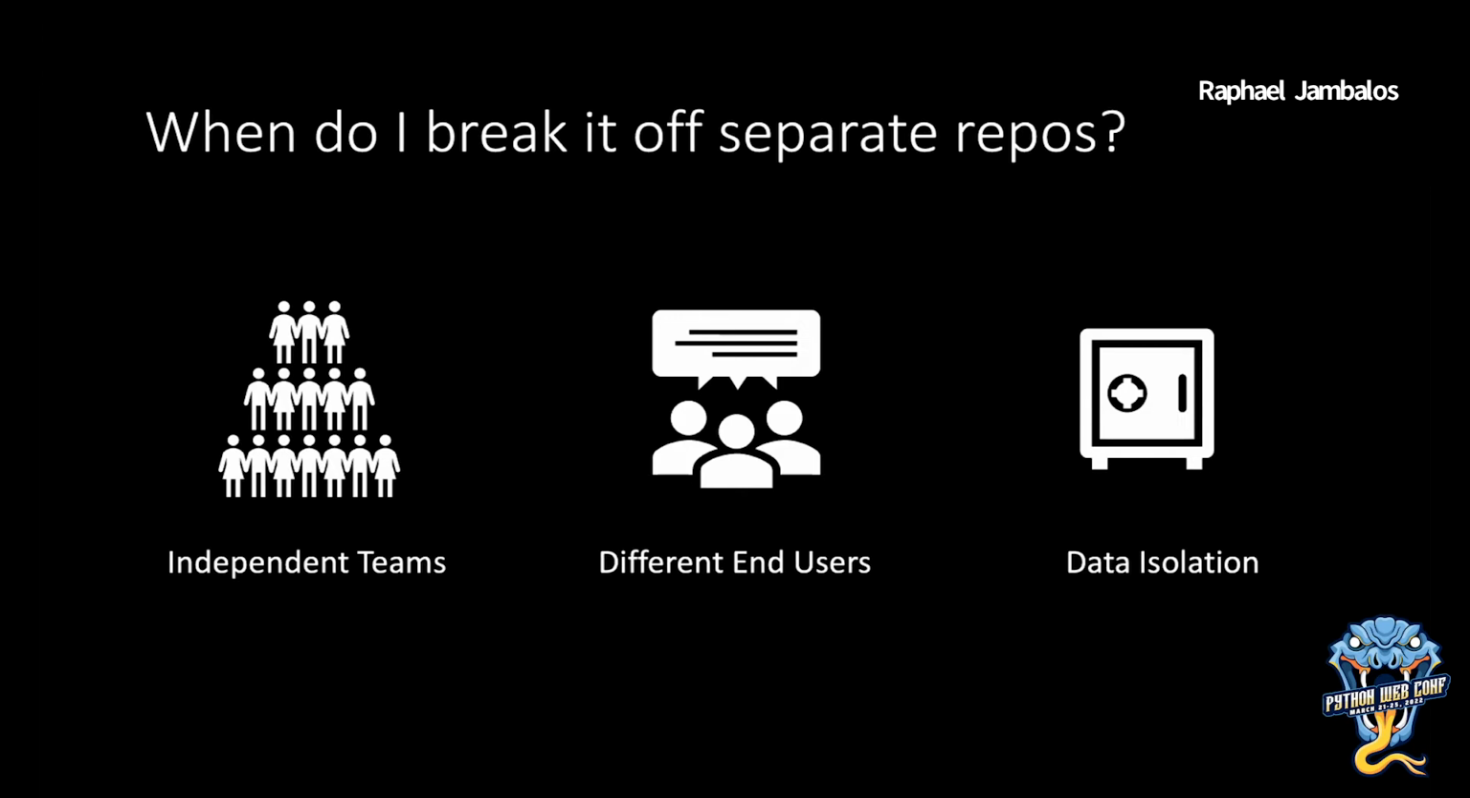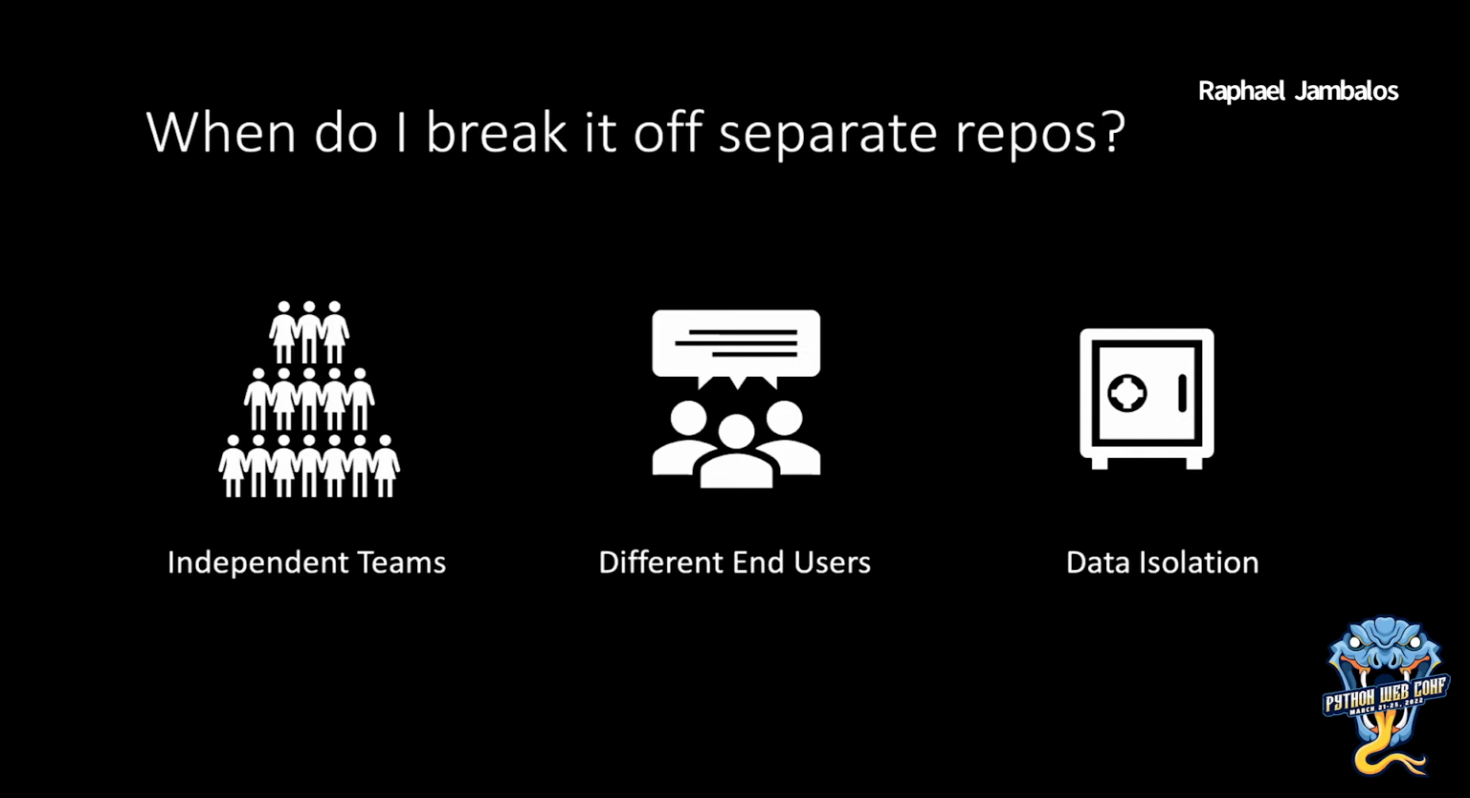If you have different end users for different groups of services, for example, for blogs, products, and checkout, you have the consumers, and for the rider app, warehouse app, and dispatcher app, you have the warehouse staff, you can separate it according to that.